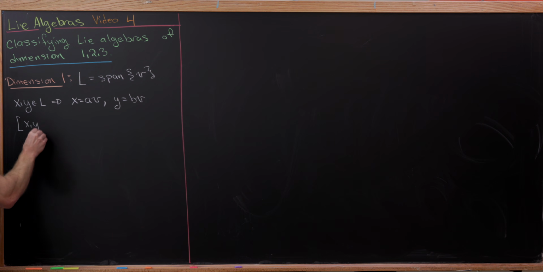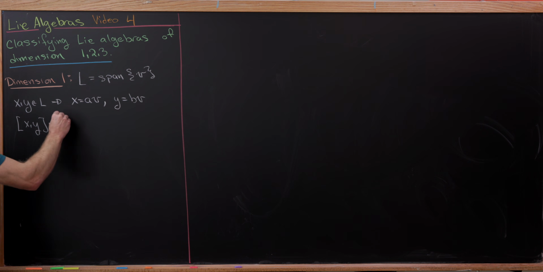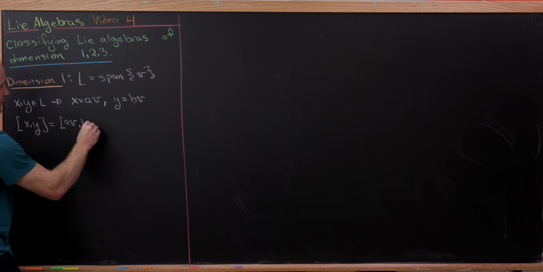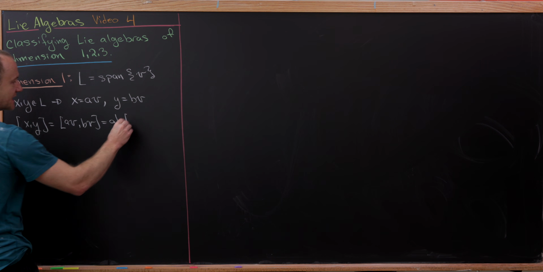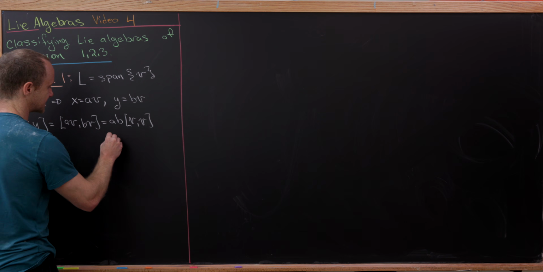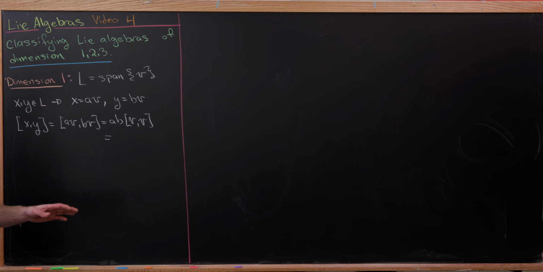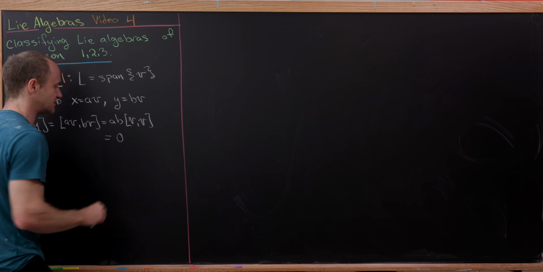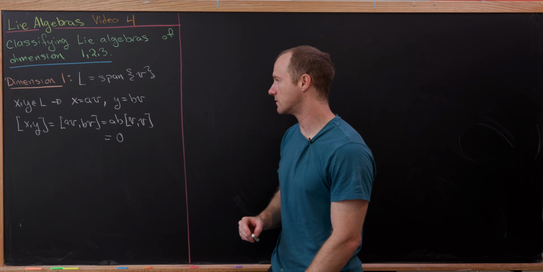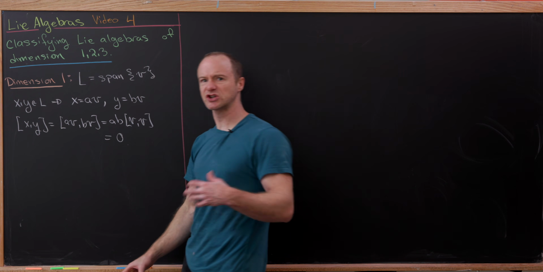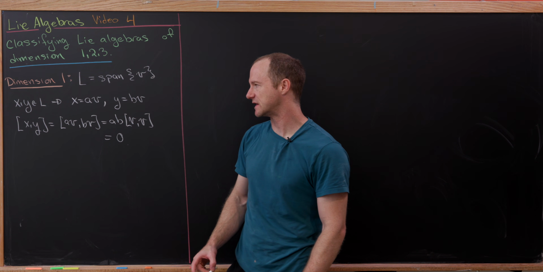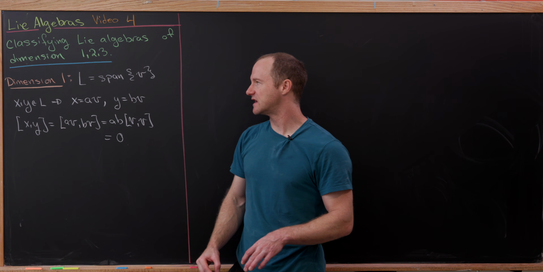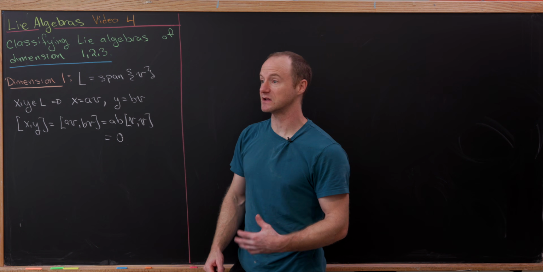But then if we look at the bracket of x and y, that's the same thing as the bracket of av with bv, which by bilinearity is the same thing as ab times the bracket of v with itself. But then by the alternating property, the bracket of v with itself is 0. So here we get a times b times 0. In other words, we have 0. But this is for essentially arbitrary x and y inside of L, given that we have a one-dimensional vector space here. So that means that this Lie algebra is abelian.